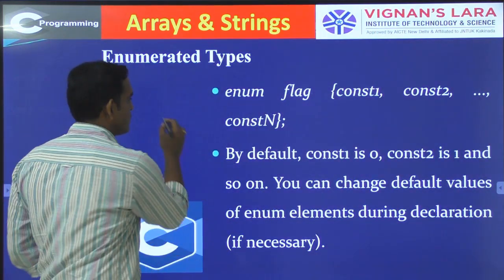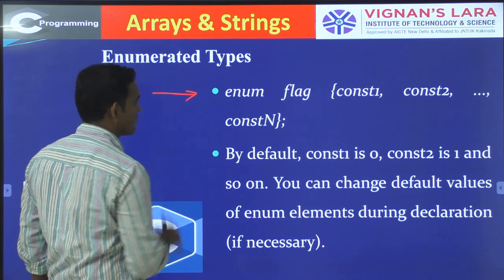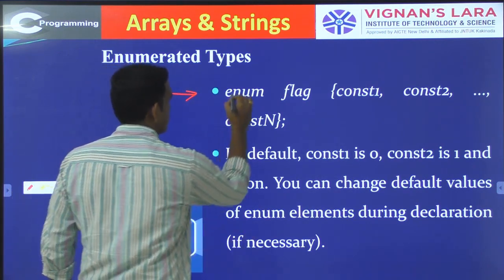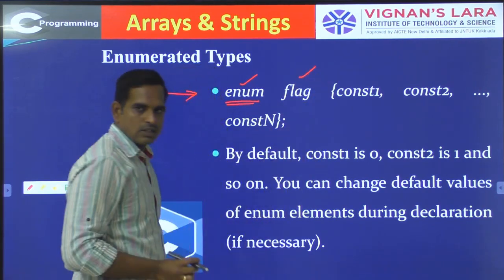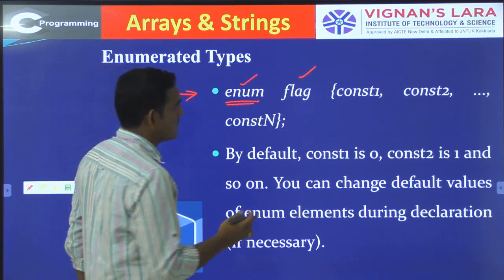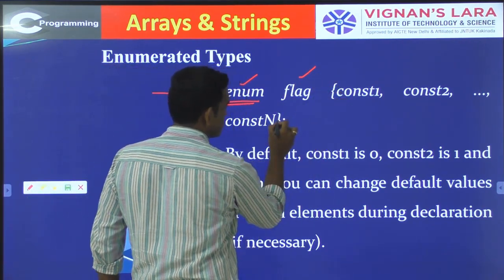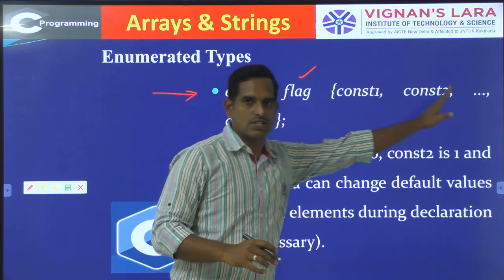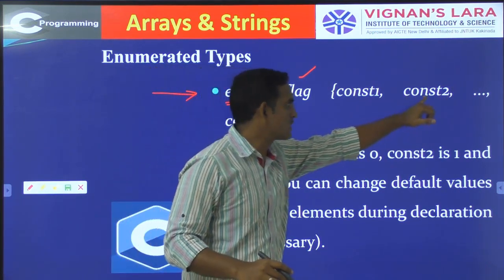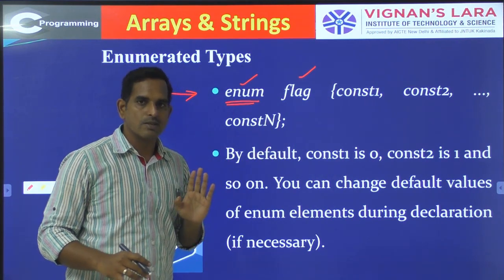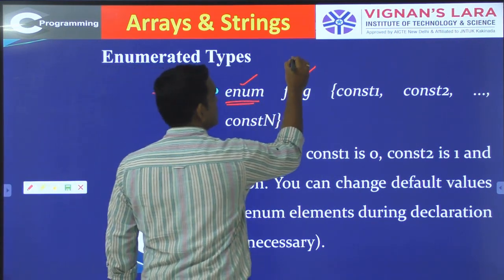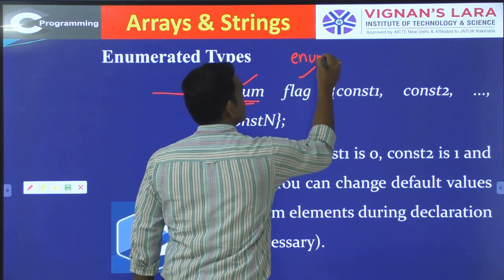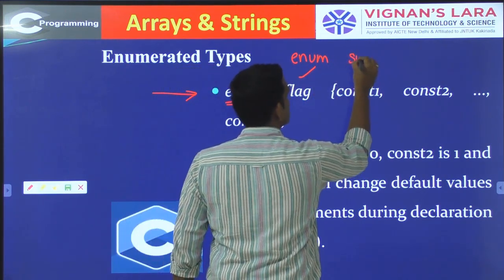To declare an enumeration, first you place the enum keyword. After that you place the name of your enumeration, and inside the curly braces you define the constants, that is constant 1, constant 2, up to constant n. For example, in the previous example we created an enumeration for switch, so you write enum switch.